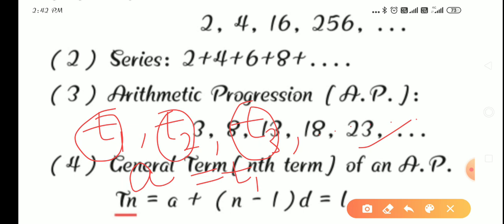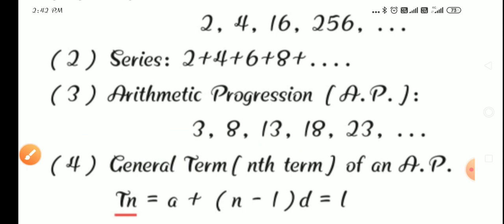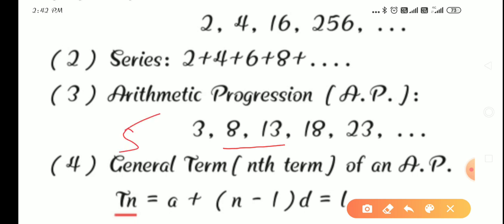After this, you can see this difference. Here is the difference of two consecutive terms. Two consecutive terms you can take 8 and 13. Difference is coming 5. If you take 13 and 18, then also the difference is 5. If you take 18 and 23, then the difference is 5. In each case, this difference is coming 5. So this difference is called the common difference and it is denoted by small d.